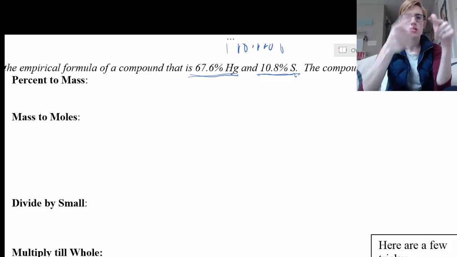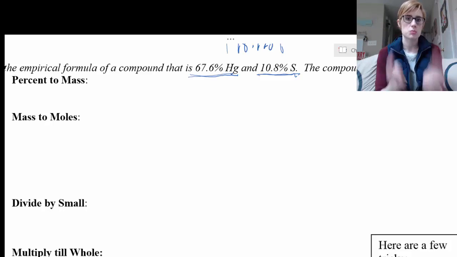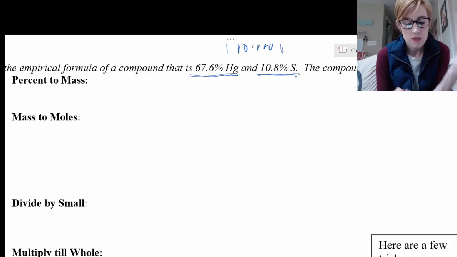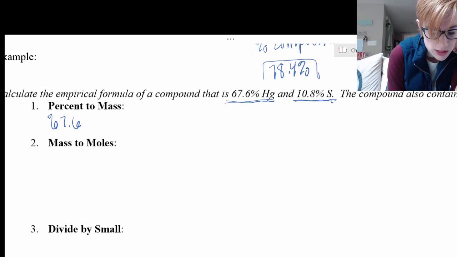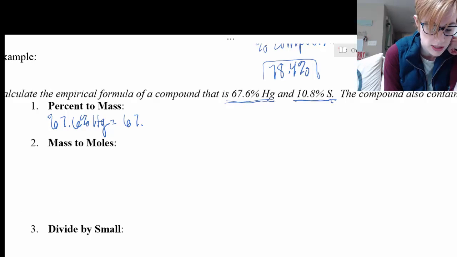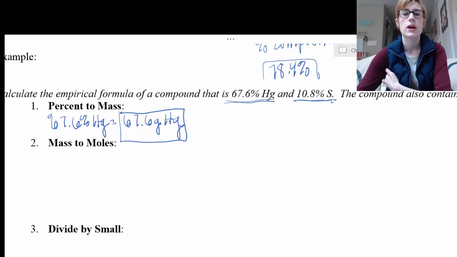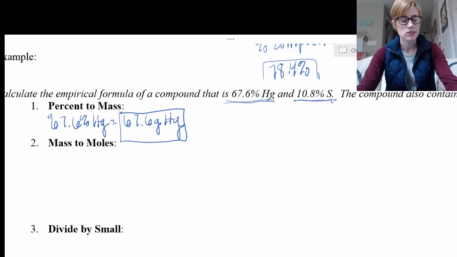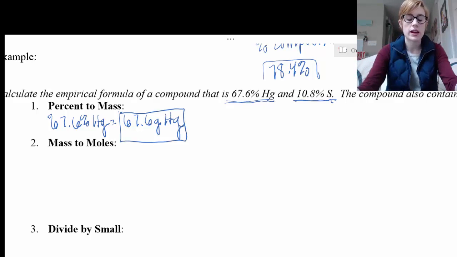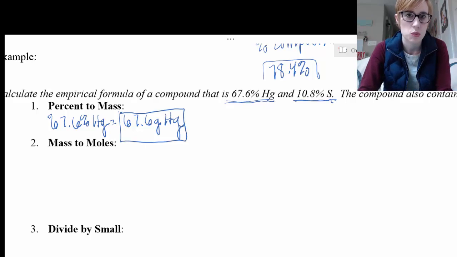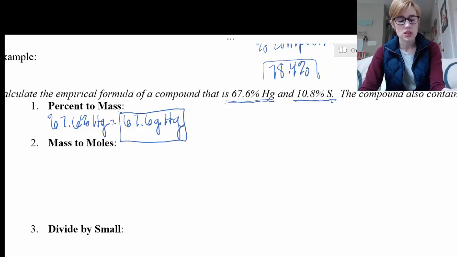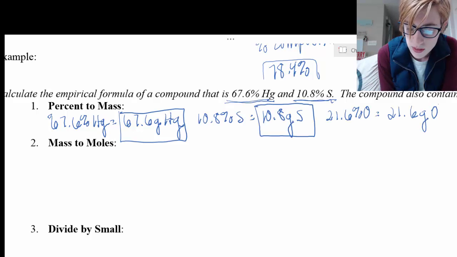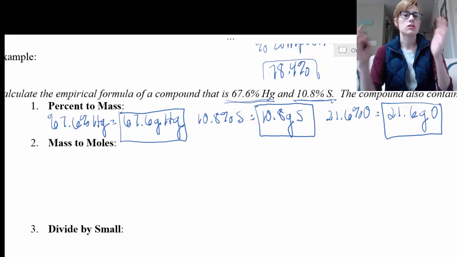So let's get started. First, percent to mass. We're going to take the number that's a percentage and pretend that that's the mass of the element. For example, we have 67.6% mercury in this compound, so we're going to say that we have 67.6 grams of mercury. Essentially, we're going to pretend like we have 100 grams of this compound. And so if we had 100 grams and 67.6% of that was mercury, then we know we have 67.6 grams of mercury. So you take the percentage and you change it to grams. That's the first step, percent to mass. So you need to have masses.